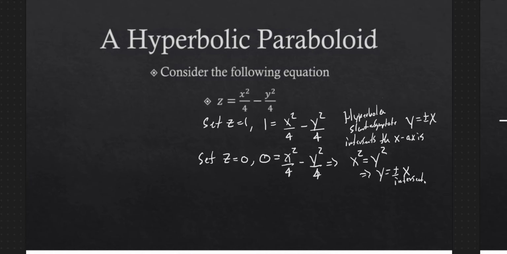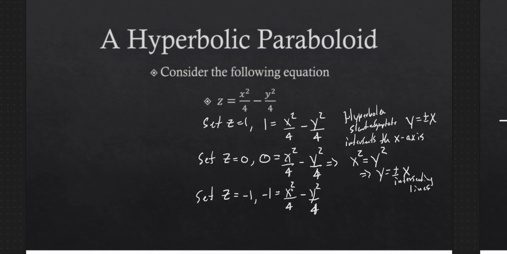The slopes are 1, intersecting lines. As I mentioned in a previous video, that's sort of a degenerate form of a hyperbola, 2 intersecting lines. Here I'll set z equal to negative 1, and let's see what happens there. I get negative 1 equals x squared over 4 minus y squared over 4.